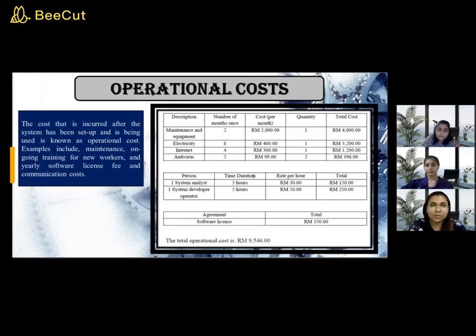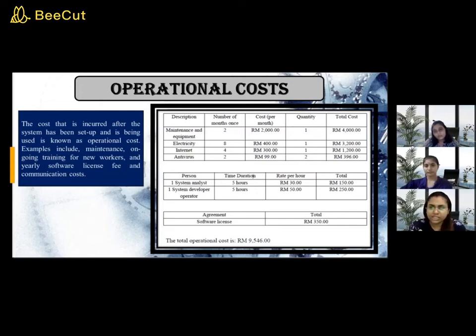Number of months for internet is 4. The cost per month is 300 ringgit and the quantity is 1. So total cost is 1,200 ringgit. Number of months for antivirus is 2. Cost per month is 99 ringgit, the quantity is 2 and the total cost is 396 ringgit.